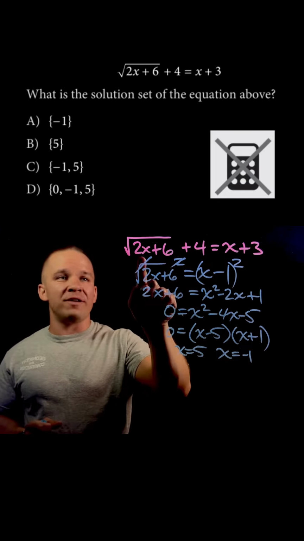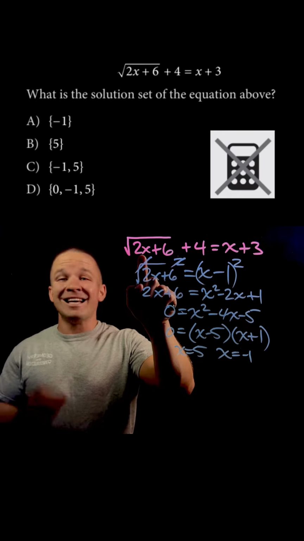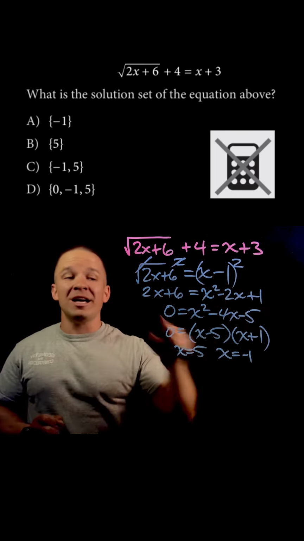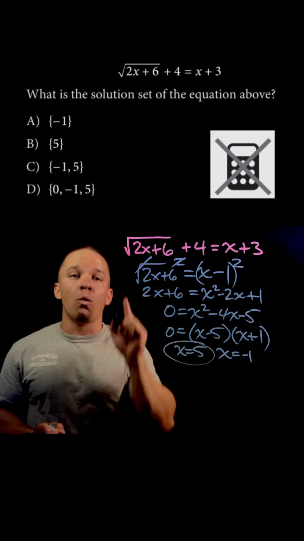So if I plug 5 in, I'm going to get 10 plus 6 is 16. Square root of that is 4, plus 4 is 8. 5 plus 3 is also 8. So I already know this one works.